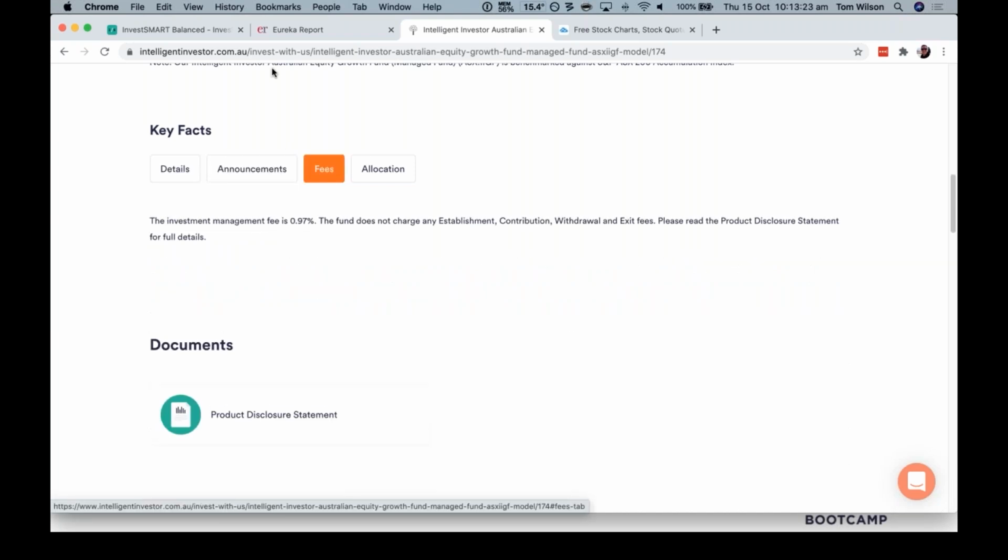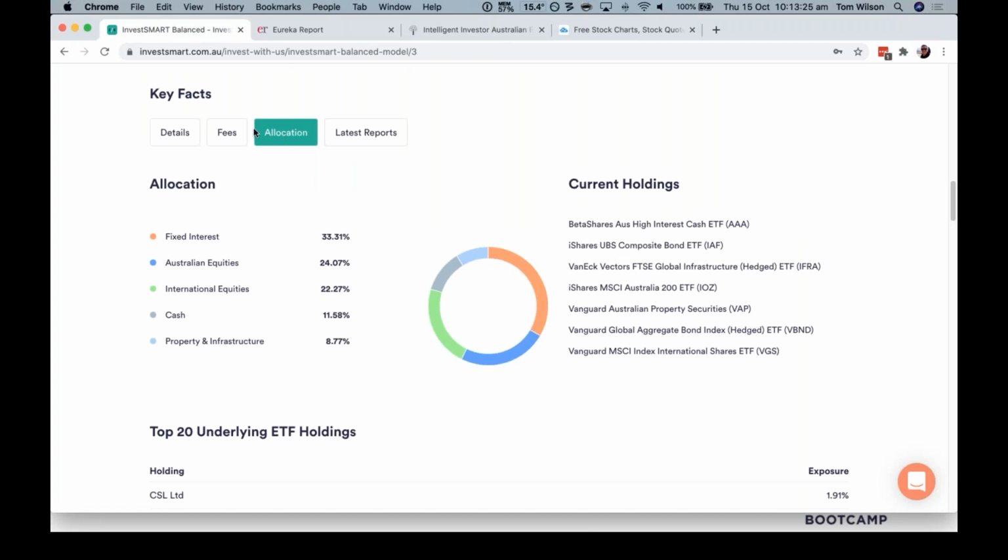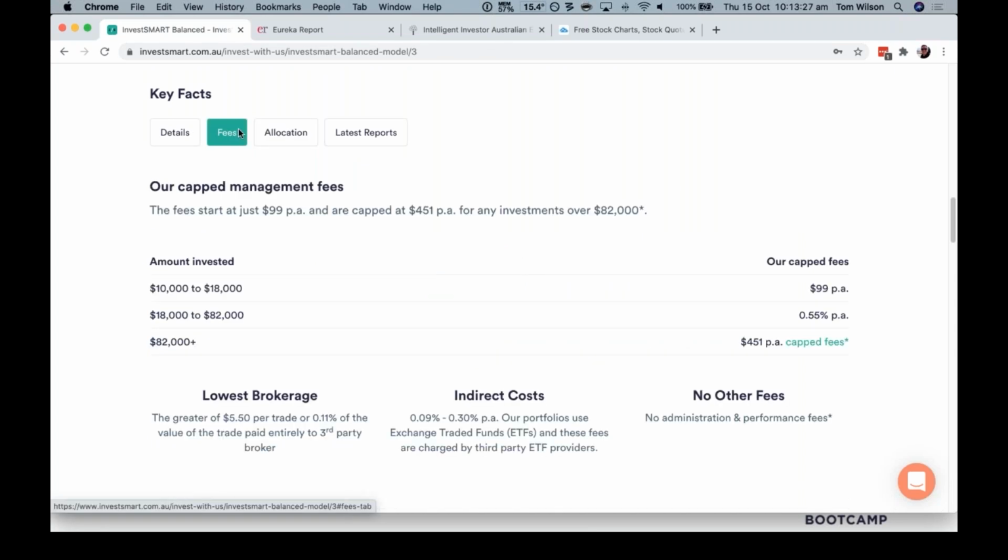So with the InvestSMART diversified portfolios, they start off at $99 per year to manage. That's the fee to manage it. But as soon as you have $82,000 or above across our InvestSMART portfolios, they cap out. So you won't pay more than $451 per year. So that's a great way to keep the money in your pocket and get the benefit of the compound returns.